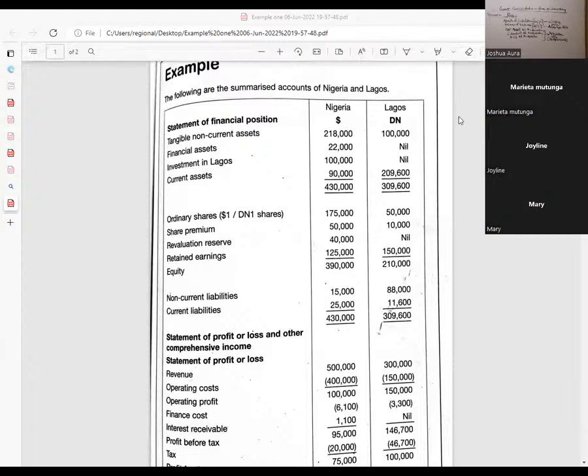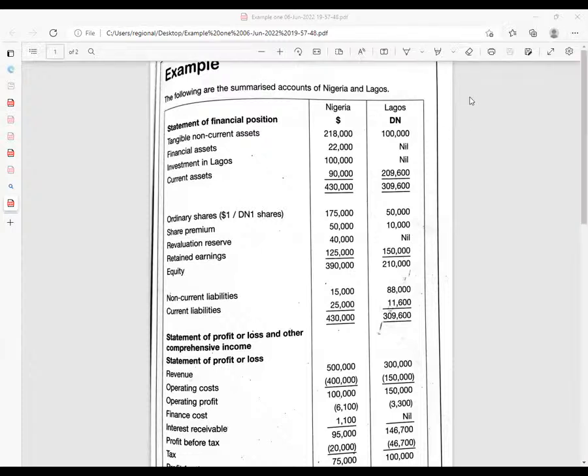So we are given an example here. This example, the following are the summarized accounts of Nigeria and Lagos. So these are two different companies. One company called Nigeria and another one called Lagos. One good thing that I'm able to see is that Nigeria company has its financial statements presented to us in dollars. Lagos has, in this case, the currency N, which could be Naira, whatever.